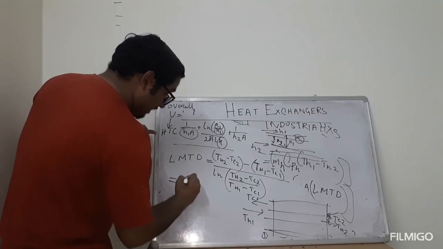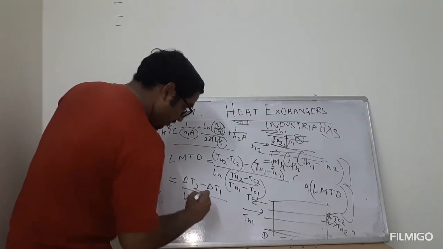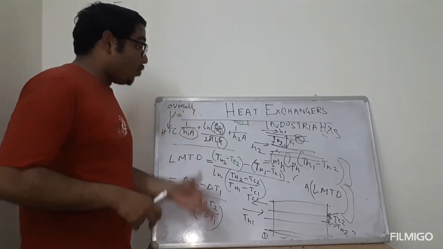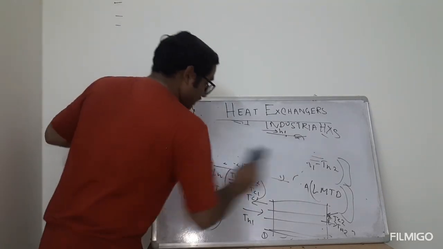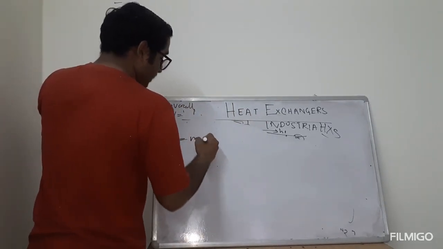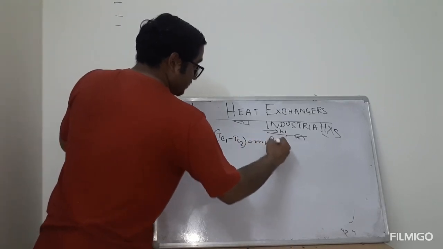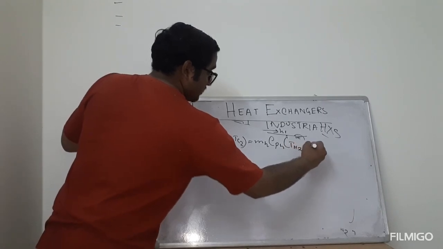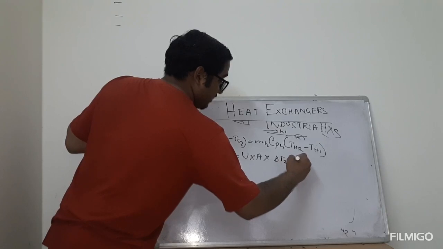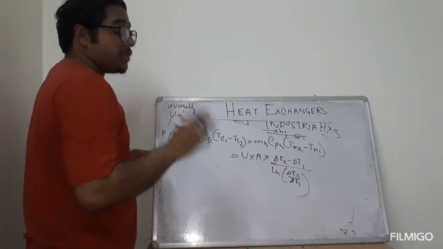So basically it is nothing but delta T2, that is temperature difference for section 2, minus delta T1, temperature difference for section 1, by ln of delta T2 by delta T1. Basically, in every problem in the industry, there will be two unknowns and two equations to solve them. The three equations that I'm going to write here are very, very important. Finally, last but not the least, Q is equal to MC CPC (TC1 minus TC2) is equal to MH CPH (TH2 minus TH1) is equal to U into A into (delta T2 minus delta T1) by ln of delta T2 by delta T1. Solving these three equations, every problem will be solved.